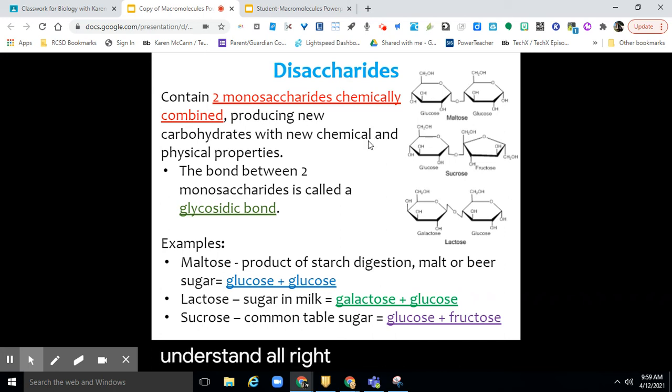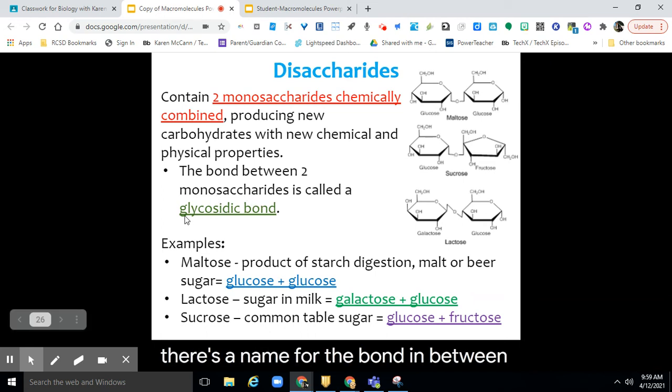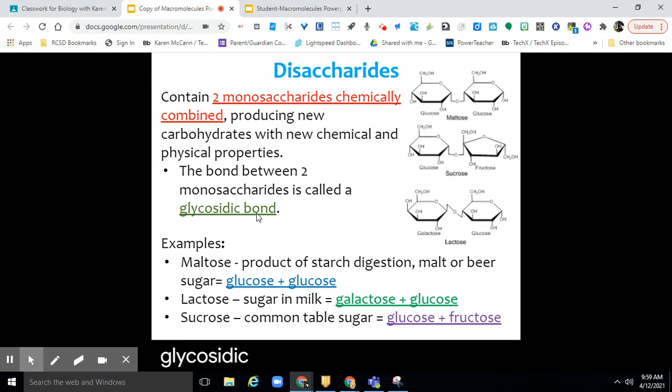There's a name for the bond in between monosaccharides, and it is called the glycosidic bond. So we have maltose, sucrose, and lactose. Maltose is actually a product of starch digestion, so the breakdown of starch. It's malt or beer sugar. So this is what is found in malt or beer often. This is the sugar that's in there, maltose.